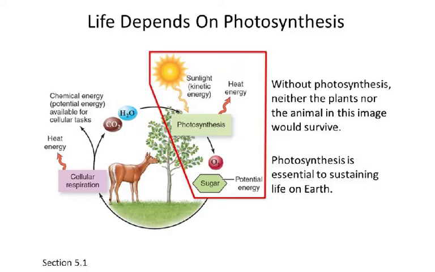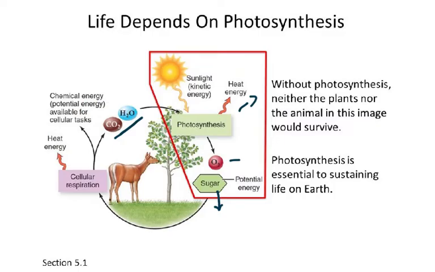What we have is heat energy, which is, of course, lost to the environment, and chemical energy, potential energy available for cellular tasks. So you have carbon dioxide and water combining in the presence of sunlight, which is the kinetic energy, and heat energy is released. But oxygen is the byproduct, and sugar, which is the potential energy, the chemical energy in the glucose molecule, is produced by photosynthesis. Without photosynthesis, neither the plants nor the animal in this image would survive.